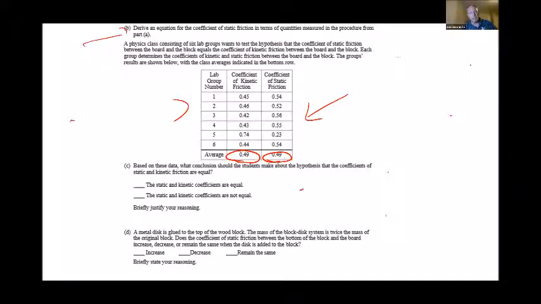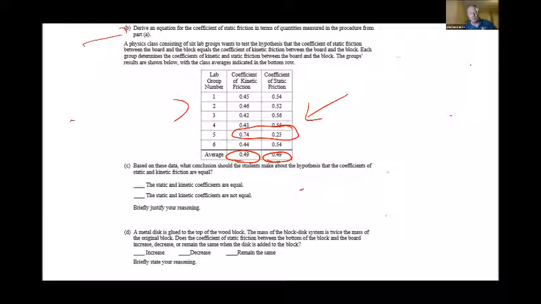But if you look a little closer at the data, what should you really be paying attention to? Somebody help me out. What in the data should stand out to you? Come on, you guys are out there. Which lab group's data should you really pay attention to? There's a skewed trial on 5. Yeah, so lab group 5 is that lab group that every teacher always has in their class that finds a way to mess up every lab. And they really mess this one up. Notice how different their numbers for both kinetic and static friction are.